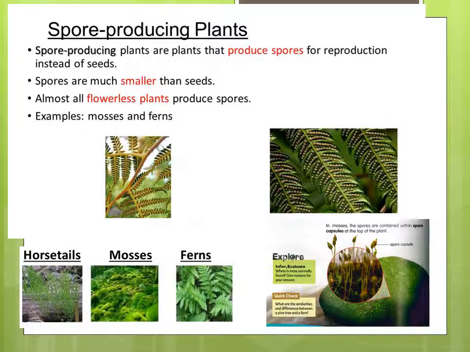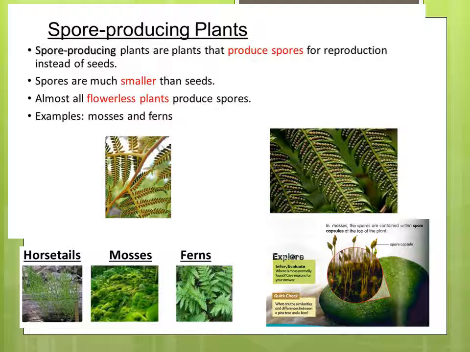In this slide, we look at spore-producing plants. Non-flowering plants such as ferns, moss, they produce spores instead of seeds. Now, spores are much smaller than seeds. Almost all flowerless plants, that means plants which have only leaves, they produce spores. And these spores are at the back of the leaf. They're attached to the back of the leaf like a small sac. Do you see in this right hand side picture, do you see small dots, white dots at the back of the leaf? And these are spore bags.